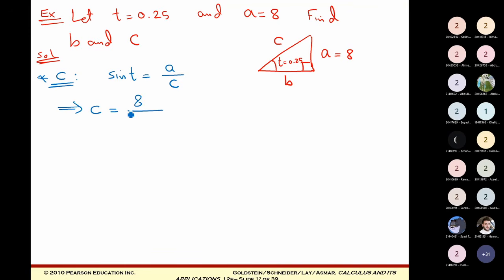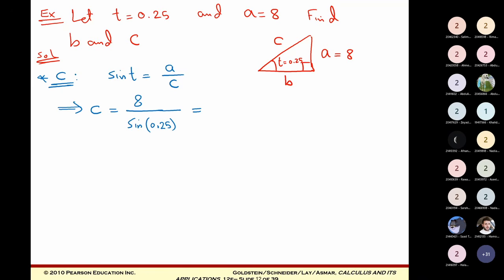So the value of C equals what? 8 over sine of the value of t, 0.25. Now, using your calculator, find this value. It equals what? Approximate. This is equal to what? Using your calculator, 8 over sine and put in 0.25.